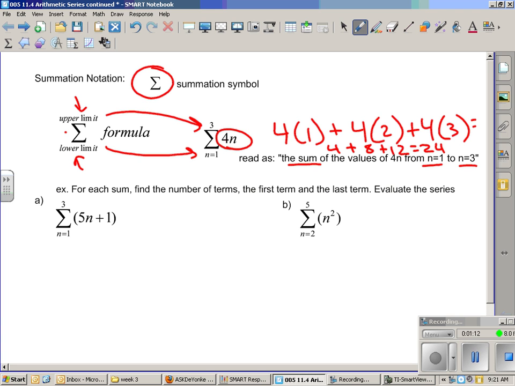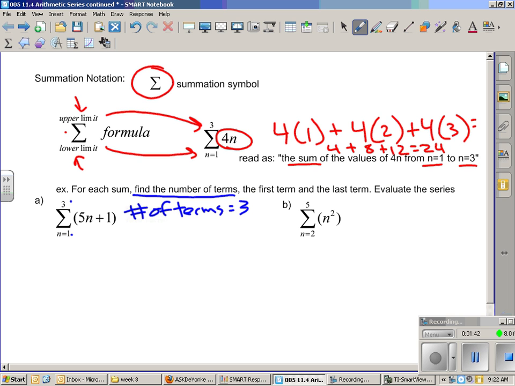So for example A, it says for each sum, find the number of terms, the first term, and the last term, and then evaluate the series. So we'll do it one step at a time. First of all, we have to find the number of terms. And to do that, you start at the lower limit, which is 1, and you count to the upper limit. So you count 1, 2, 3, which means that there's 3 terms.